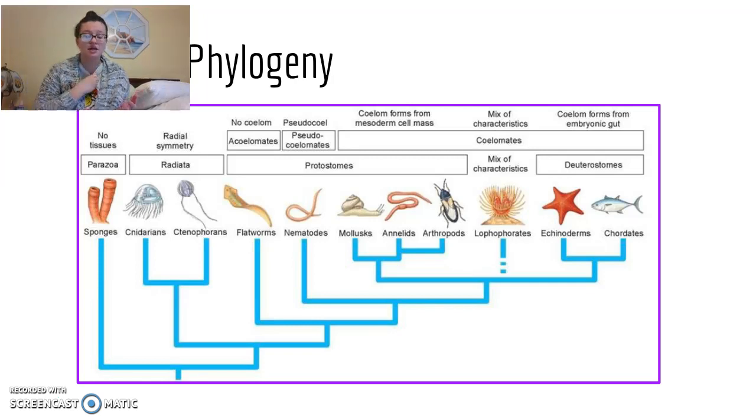So moving past the radiata, I believe that's how you say this, we come to the flatworms, the nematodes, the mollusks, annelids, and the arthropoda. And they're all protostomes, meaning that they form mouth first, not anus. So exclusive to the flatworms, they are acoelomates. They do not have a coelom. A coelom is a fluid-filled cavity, and it surrounds the heart, lungs, and the stomach, and the digestive organs.